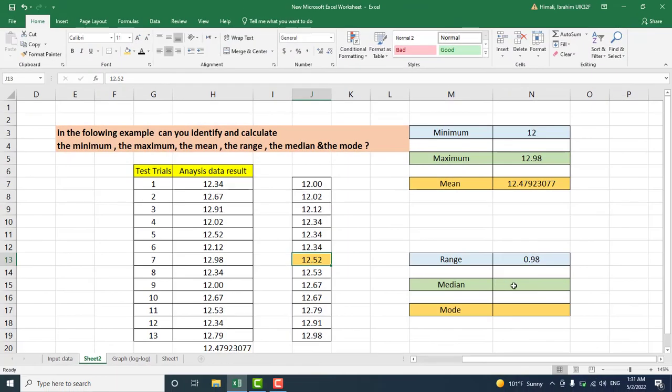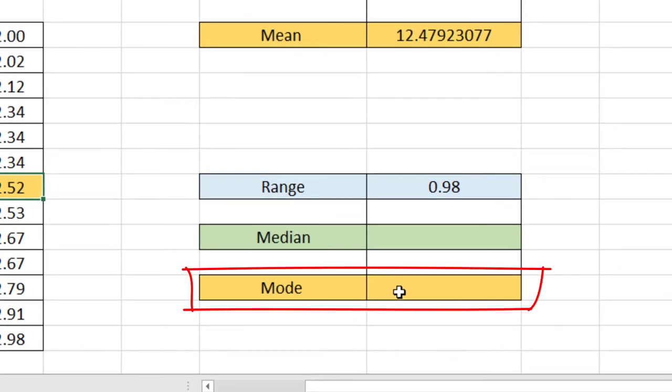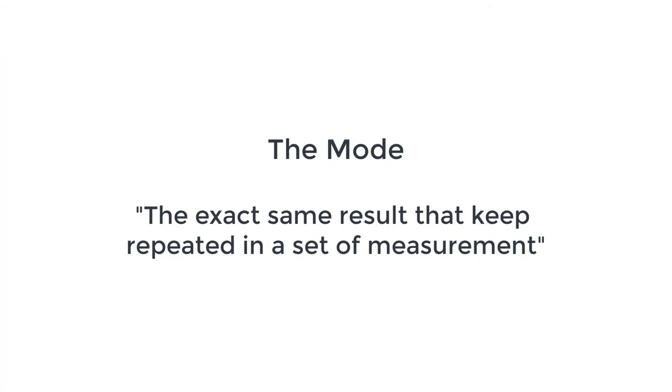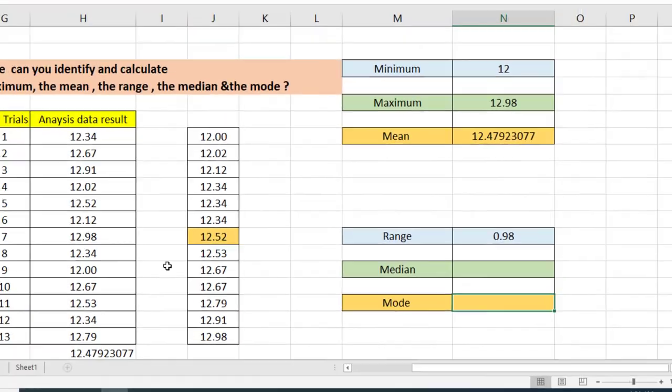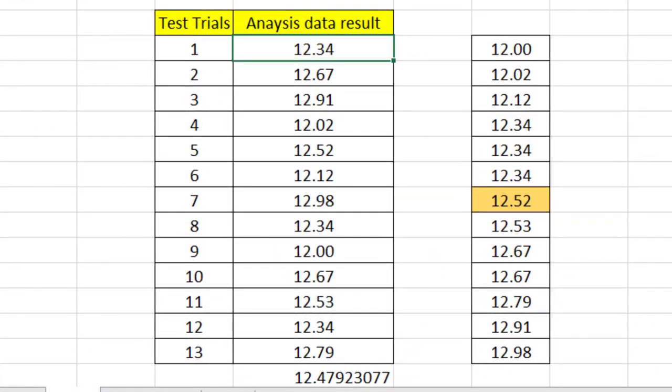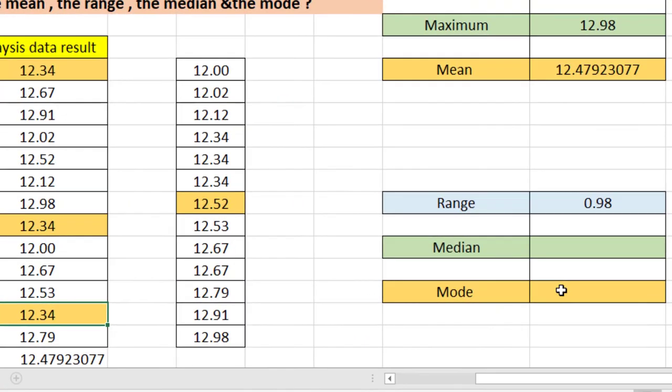The next one is the mode. And how am I going to calculate the mode? For the mode, you find a number that keeps repeating itself in the measurements. So I can see this number here repeating itself many times. So this is my mode. Again, here it was 12.5.